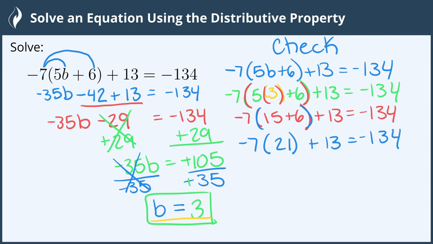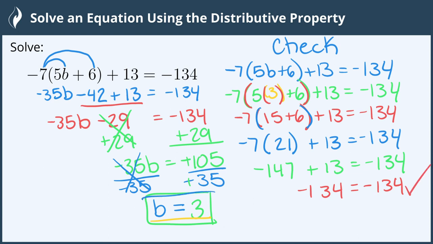Now that we've completed all of the operations inside the parentheses, we can go ahead and multiply negative 7 times 21, which gives us, in my calculator, negative 147. And we still have plus 13 equals negative 134. Negative 147 plus 13, in my calculator, we can just subtract. That gives us negative 134, which equals negative 134. That tells us that our solution of b equals 3 is correct, and so we're all done.